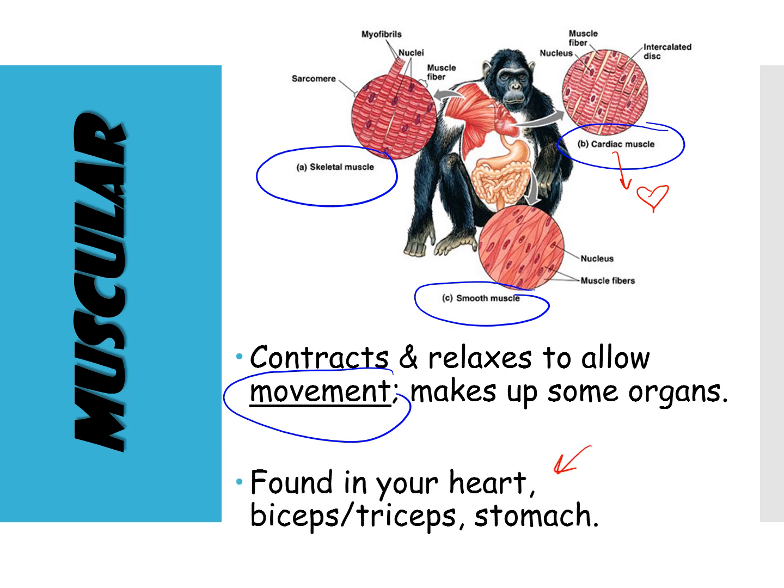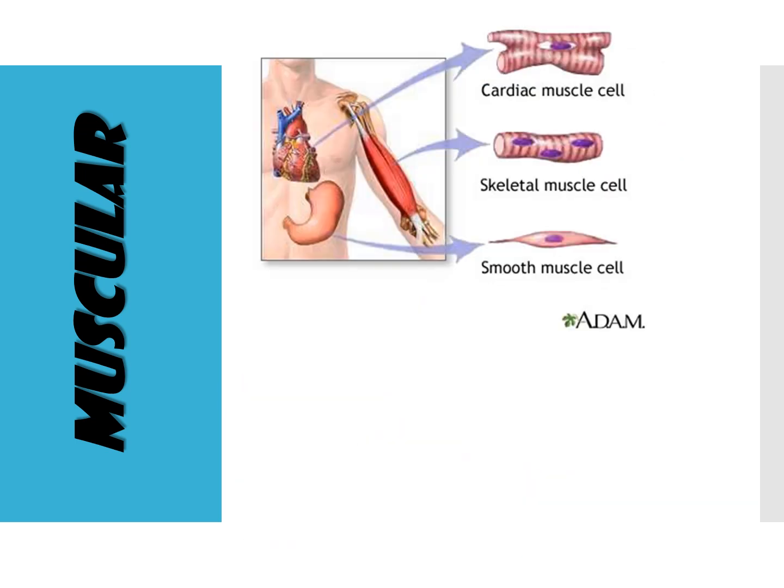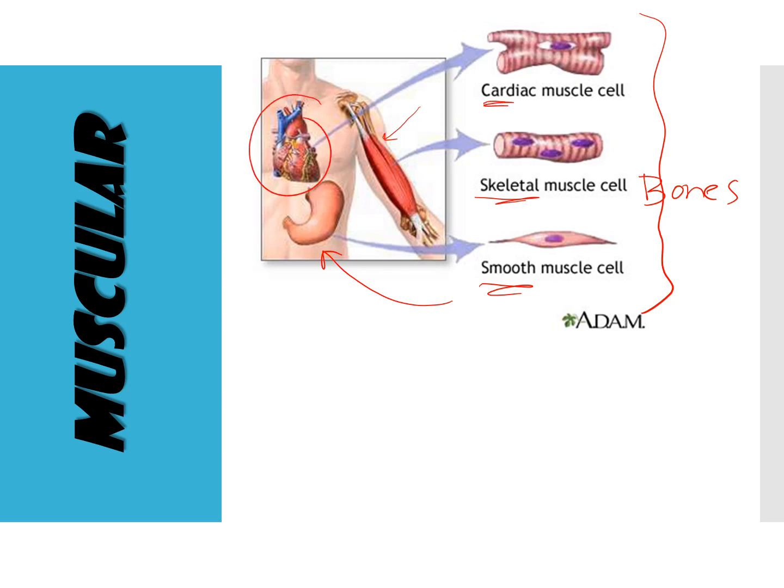So you can list any of those places. It's found in your heart, bicep, triceps, or stomach. These are skeletal muscles, smooth muscle, cardiac muscle. Here's another comparison of the different kinds of muscle tissue. So again, smooth muscle we find in your internal organs like your stomach. Skeletal muscle is attached to your bones, skeleton. So like this is your upper arm, your humerus. And then your cardiac muscle is only found in your heart.